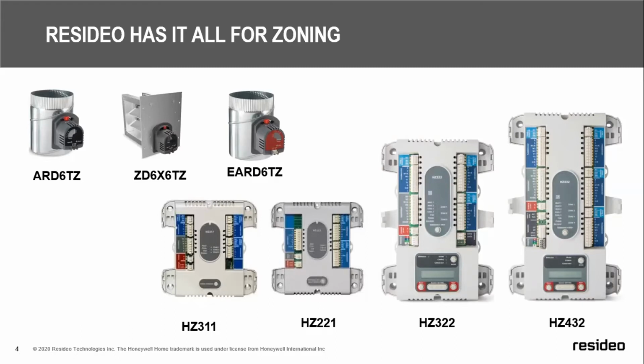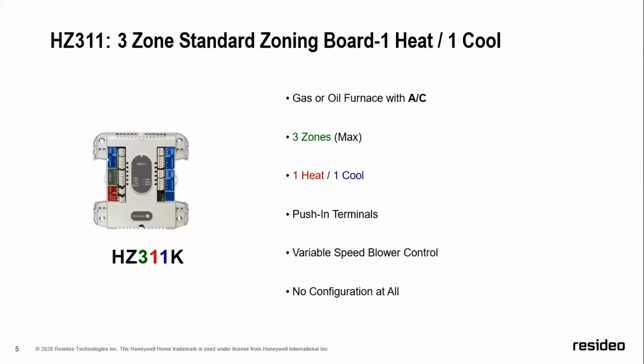And then the top of the food chain is our HZ432 zoning board, which has dual fuel built into it, as well as a number of other goodies that I will be covering for you as we progress through the slides. So if my Vanna will go to the next slide.